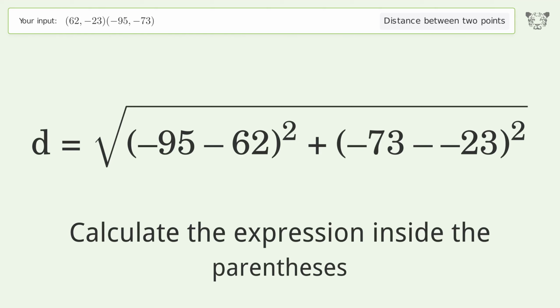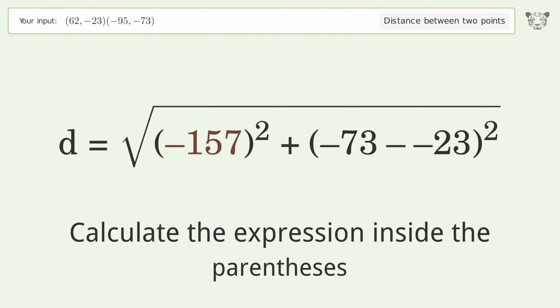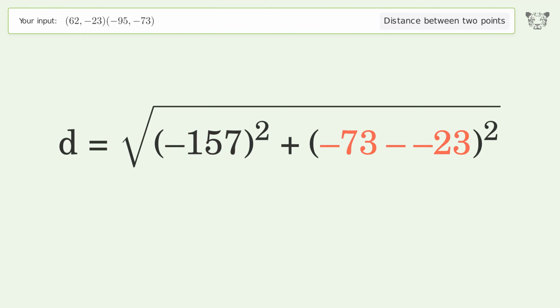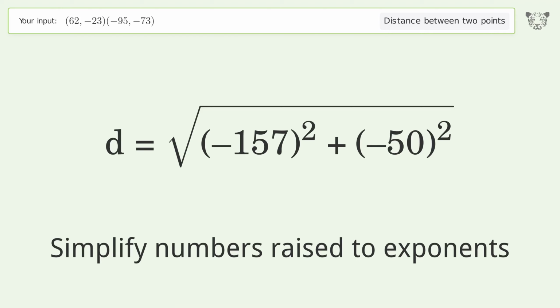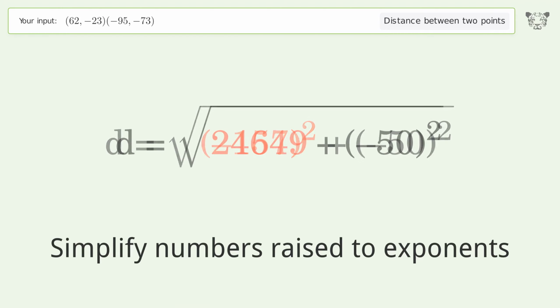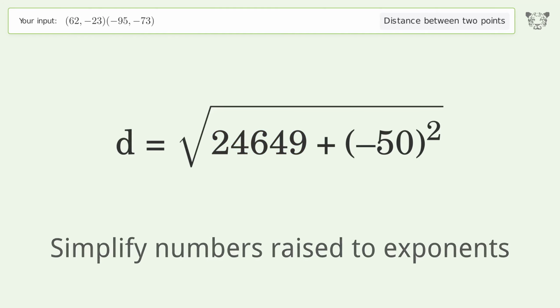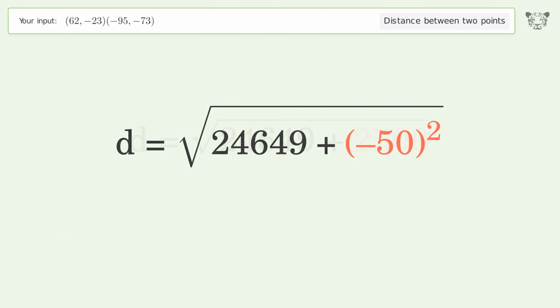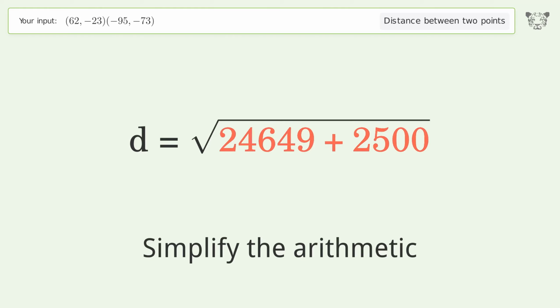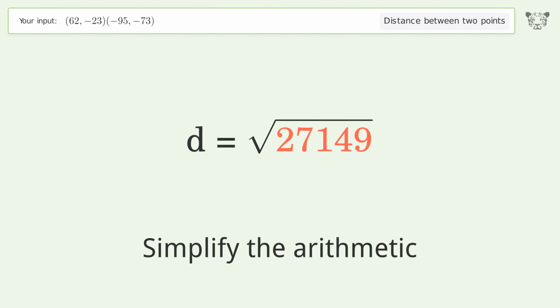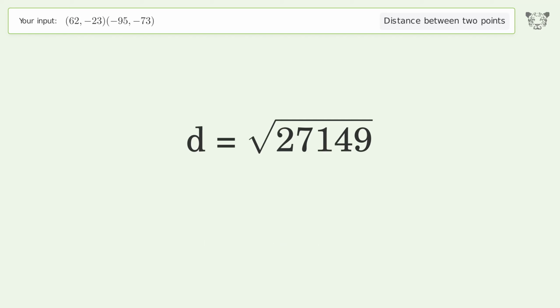Calculate the expression inside the parentheses. Simplify numbers raised to exponents. Simplify the arithmetic. And so the distance between the 2 points is the square root of 27,149, or 164.77.